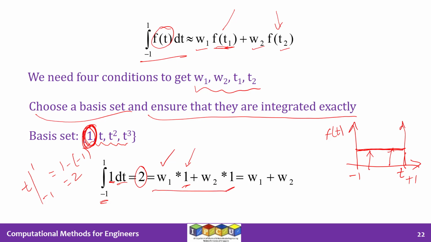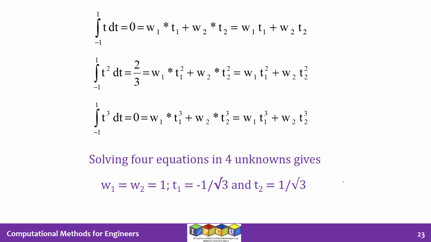So the first clue we get is w1 times 1 is w1, w2 times 1 is w2. Therefore, the first clue that we get is w1 plus w2 is equal to 2. So let's keep this equation in mind. The second equation we get is from taking the second function in our basis set, which is equal to t. So if you integrate t between the limits -1 to 1, you're going to get t squared by 2.